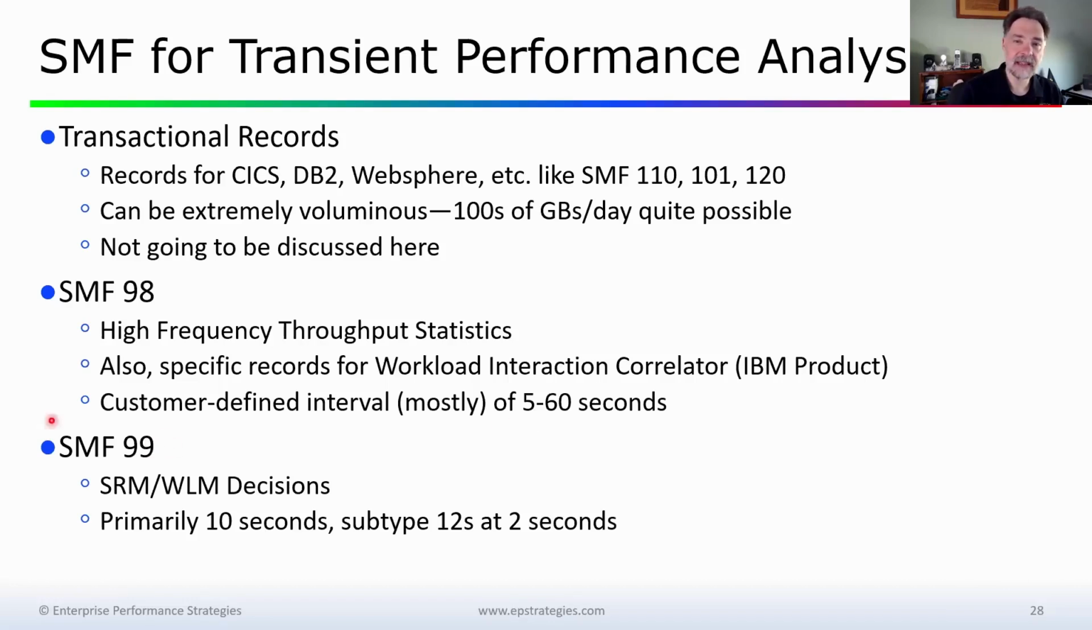The SMF 99s have been around since literally 1995 when WLM pretty much first came out. It might not have been GA day one, but it was very close to day one. These are SRM and WLM decisions. These are mostly at 10-second intervals, but there are some subtypes like the subtype 12s, which come out at 2-second intervals.